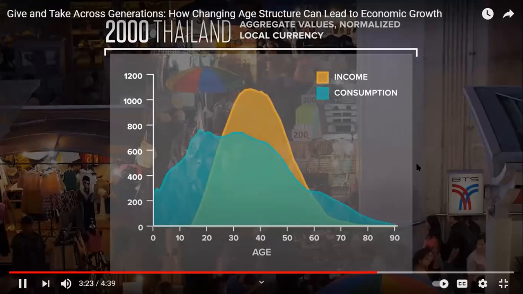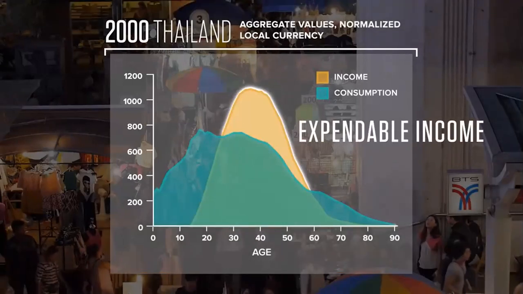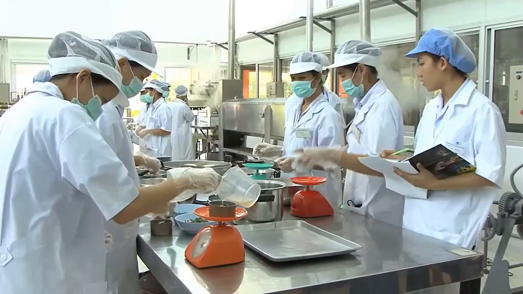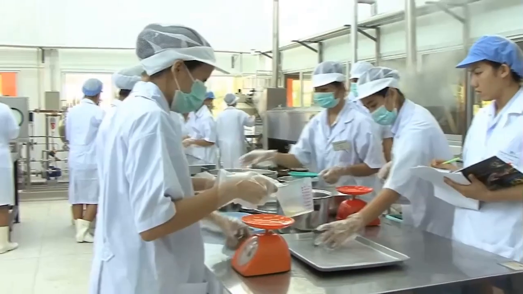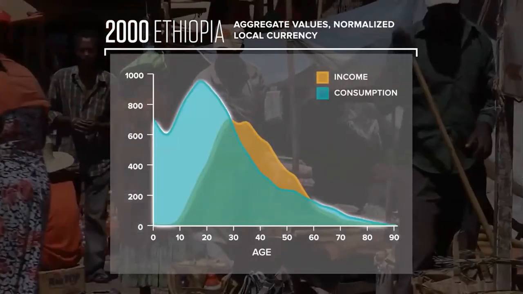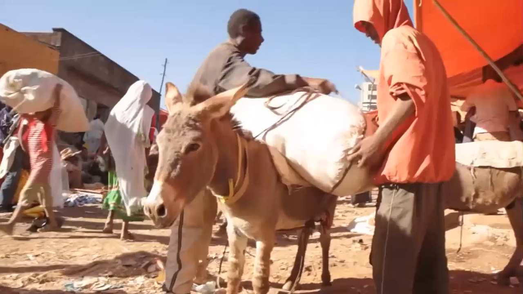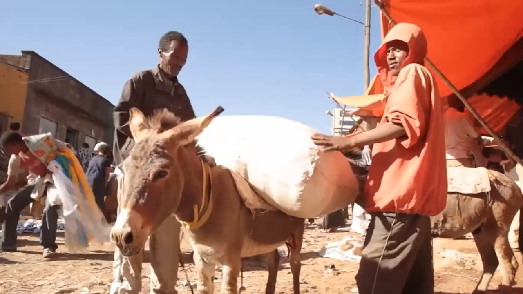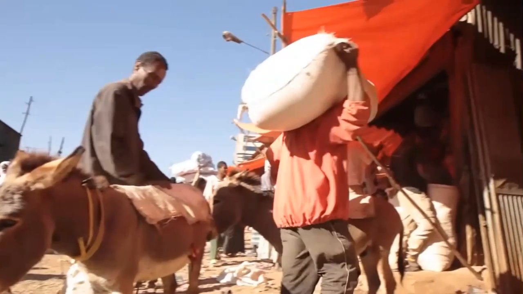Of working age adults, we have a different spike: expendable income. Working adults were able to earn more than they needed to support dependents. In 2000, Ethiopia's total consumption by dependents exceeded the income of working adults. This means the average working age Ethiopian has been focused on meeting basic family needs.